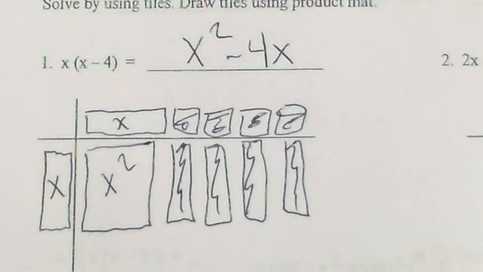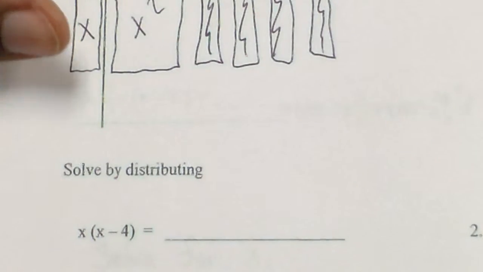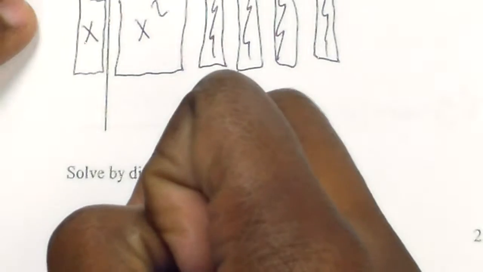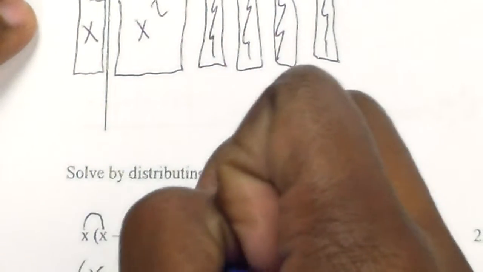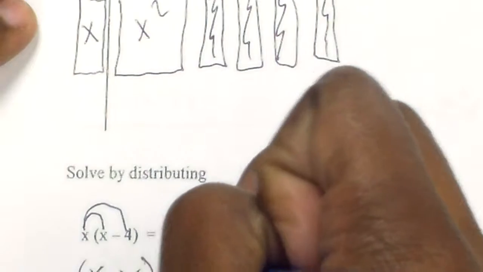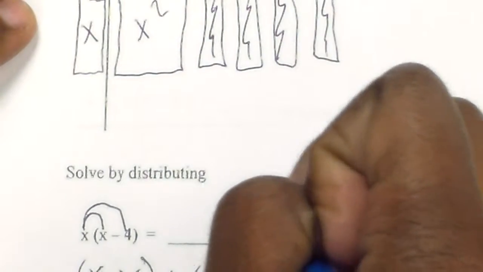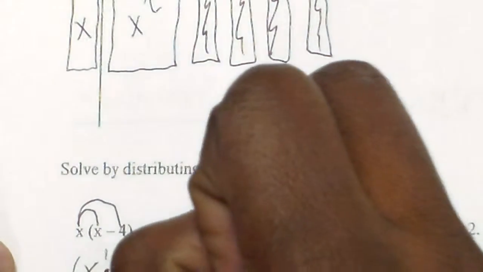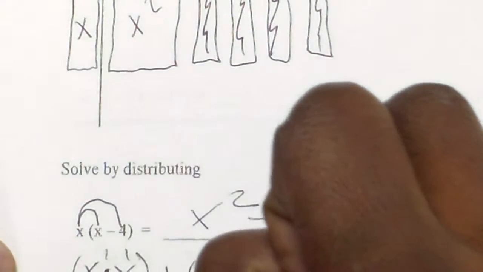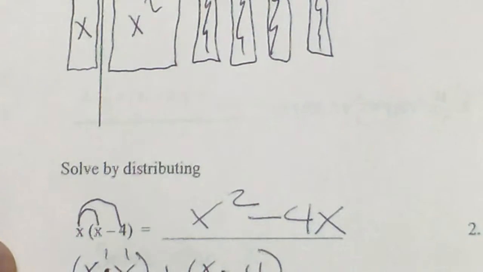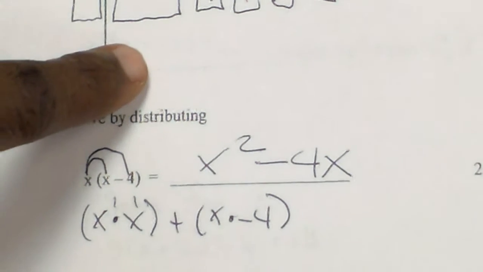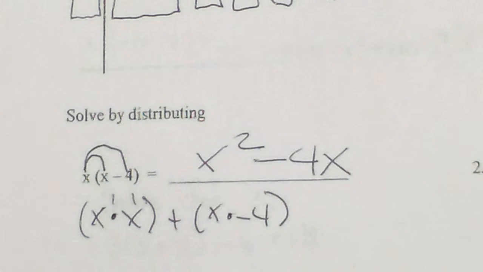Got it? If we do that same problem using distribution, we distribute an x times x in the first one, and then x times -4. Remember, same base, add the exponents. So that's x squared minus 4x. So this is how you solve the problem using distribution. And above that, that's how we solve the same problem using algebra tiles.